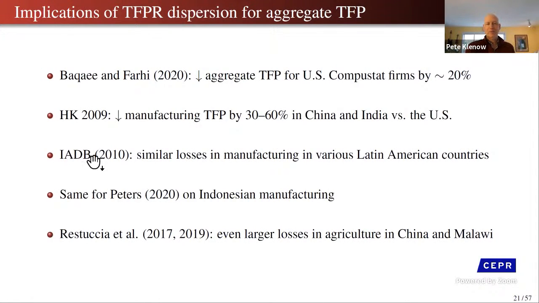So the Inter-American Development Bank has a nice set of chapters in one of its books that looks at the same types of calculations in a number of Latin American countries. And what they consistently find is a lot of misallocation compared to what people find in the US. Michael Peters has a nice paper on Indonesian manufacturing, where he focuses on markup dispersion as the source of this, and has a theory of endogenous markup dispersion. It's quite nice, as well as endogenous growth. And then Diego Restuccia with co-authors has many papers, but just a couple of them I'll mention here on agriculture in China and Malawi that find even larger losses in agriculture than in manufacturing.